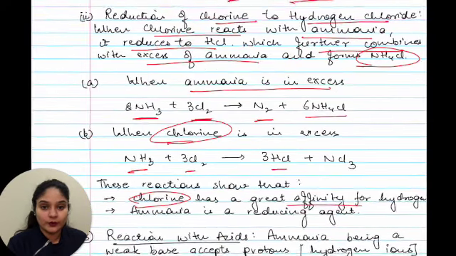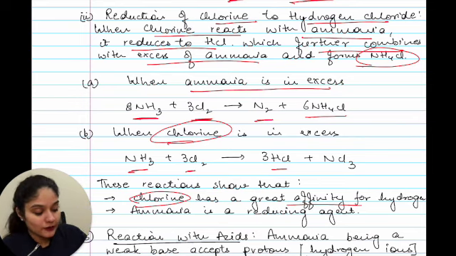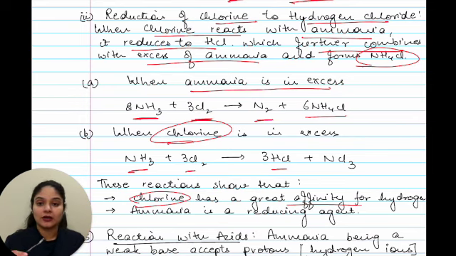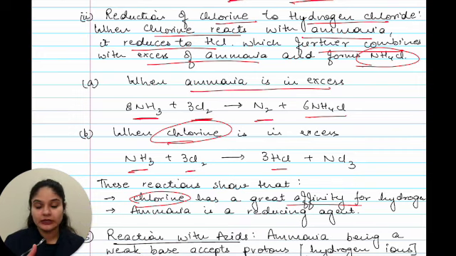Now let's look at this point again. Very important point. You had ammonia and chlorine is reduced to hydrogen chloride. When that happens and you have excess ammonia, you get NH4Cl, because whatever HCl you had would further combine with excess ammonia to give you NH4Cl. When chlorine is in excess, you end up getting HCl and NCl3.